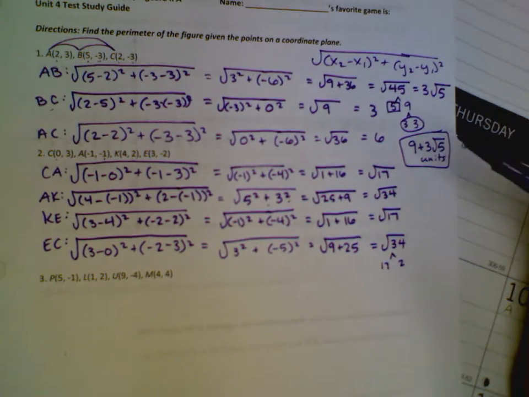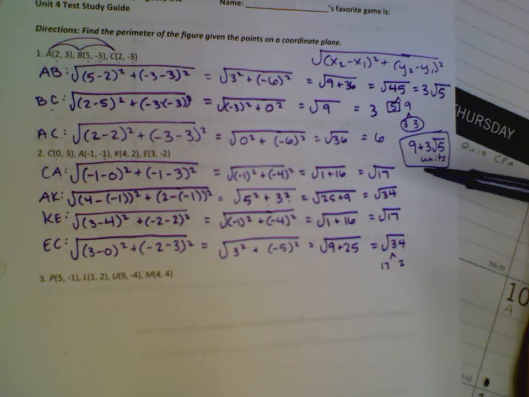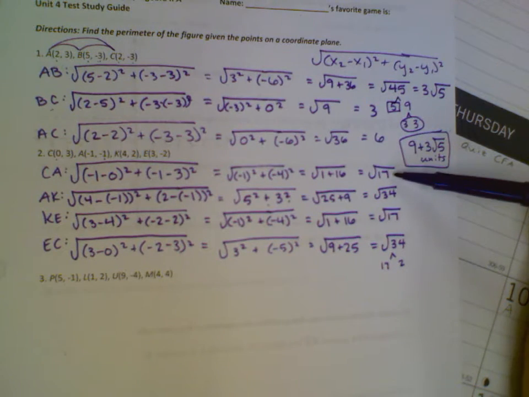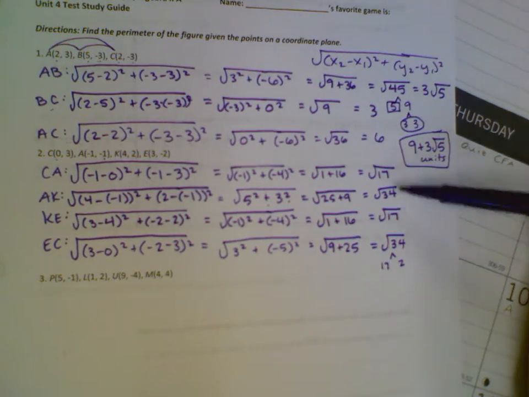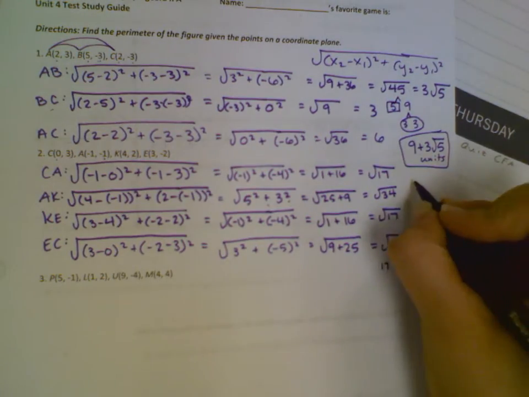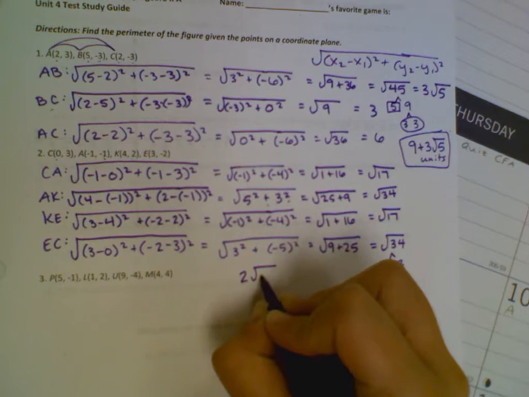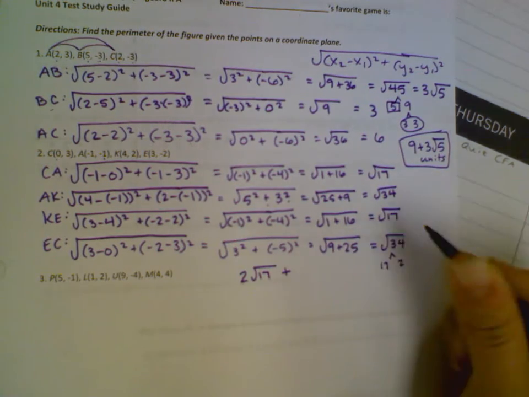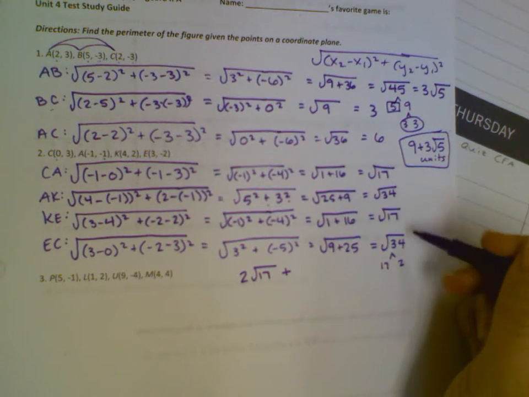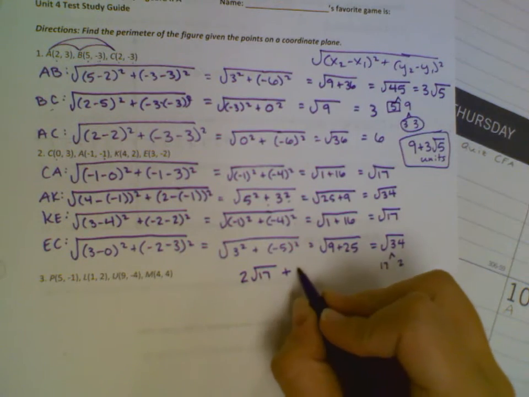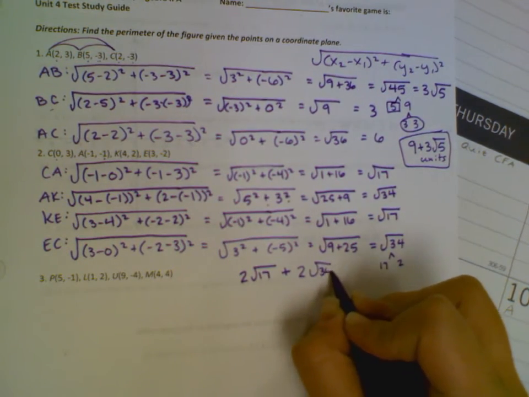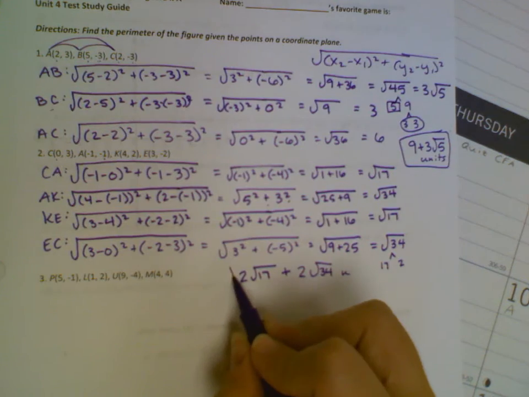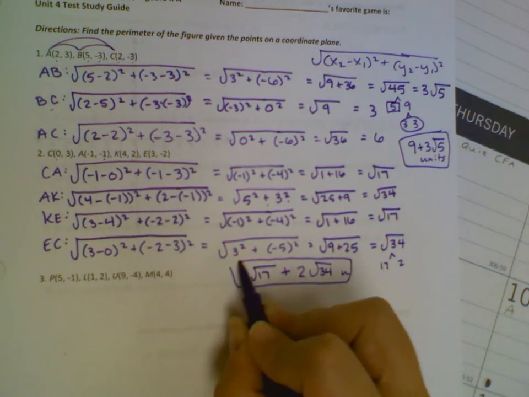However, if I look at all of the distances that I found, I've got the square root of 17 and the square root of 17. So total, I have 2 square roots of 17. So 2 root 17 plus, I also have 2 square roots of 34. So 2 root 34 units. And that will be my answer for number 2.